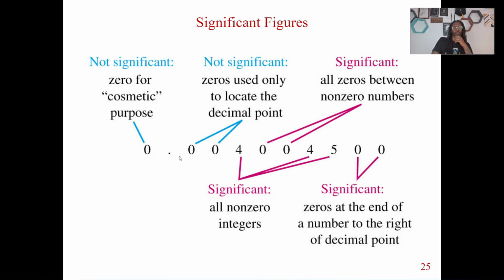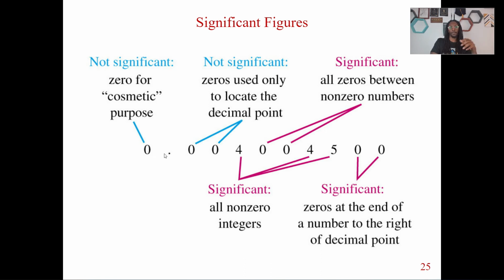So our number is 0.004004500. Okay, let's go through this entire number and break it down one digit at a time. Okay, so this 0 here is not going to be significant. Okay, it's a 0, right? Think of it as a placeholder. It's just here for a cosmetic purpose. It makes it look nice. It makes it look pretty. You don't want just a .00. You want that 0 there.